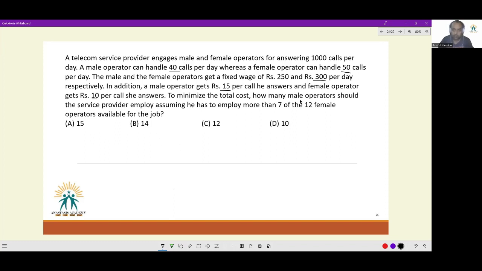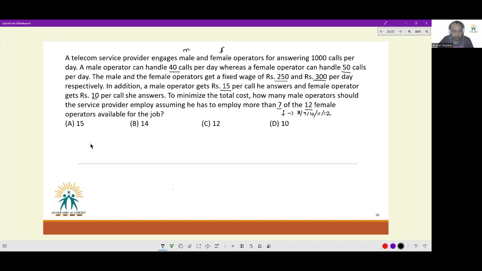So every male gets 850 rupees per day, every female gets 800 rupees per day. To minimize the total cost, how many male operators should the service provider employ, assuming he has to employ more than 7 of the 12 female operators available for the job? So this gives me females. The count of females that can be employed are 8 or 9 or 10, 11 or 12. This is guaranteed. Let's say he hires M males and F females.